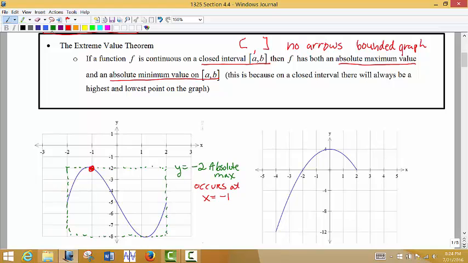All right, what about an absolute minimum? So what's the smallest y value that we see on our graph? Well, the smallest y value would be right here at y equals -8. So y equals -8 we would call the absolute minimum value. And where does it occur? It occurs, looks like, we're just going to estimate here, when x equals 1. Okay.